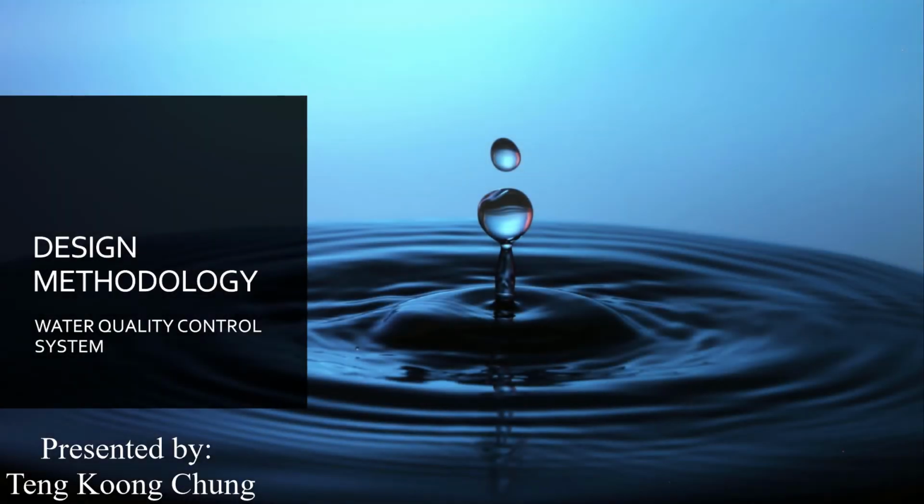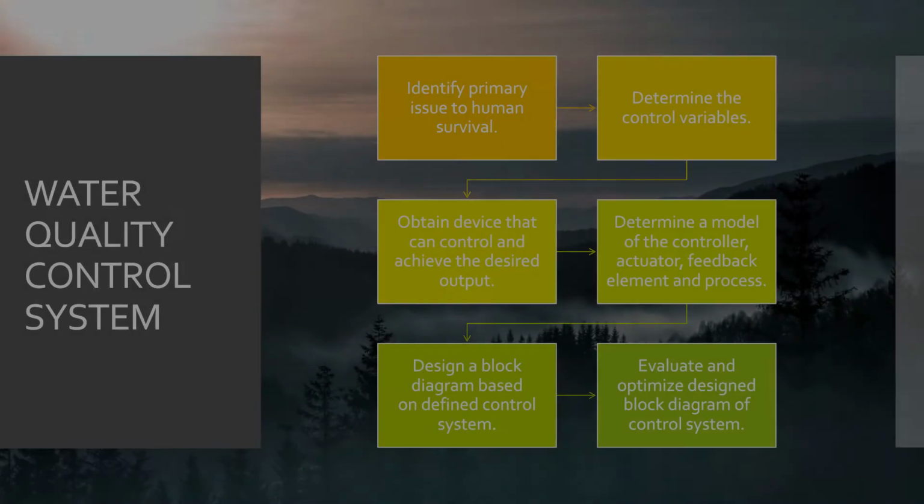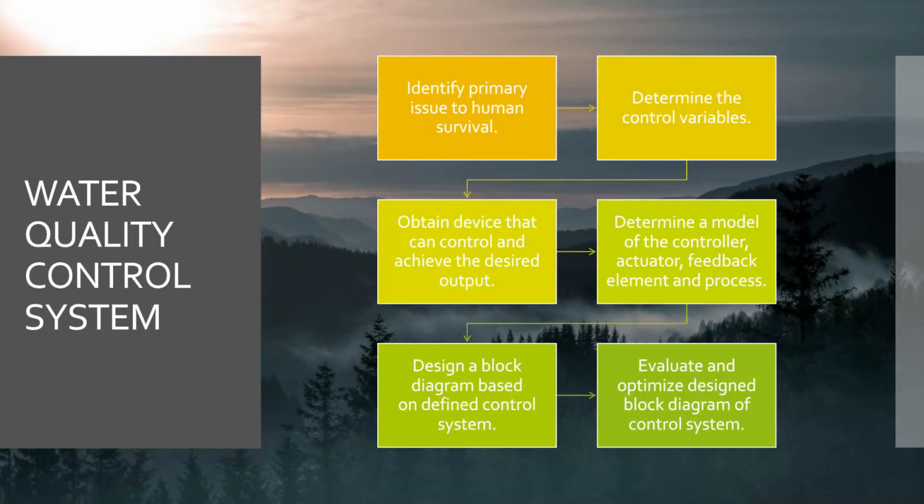Right now, I'm going to talk about the design methodology for the water quality control system. So first, we identify the primary issue to human survival, which is the need for water. Then, we determine the control variables and obtain devices that can control and achieve the desired output.